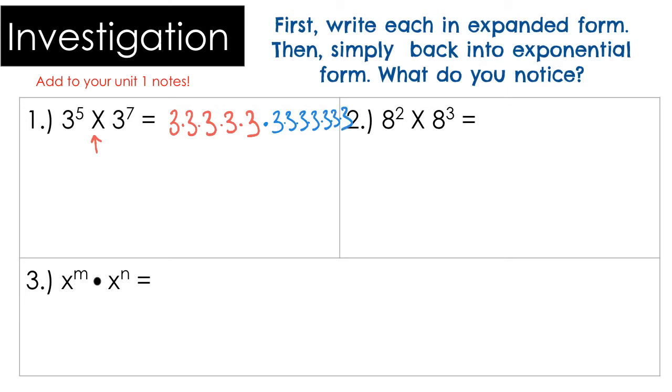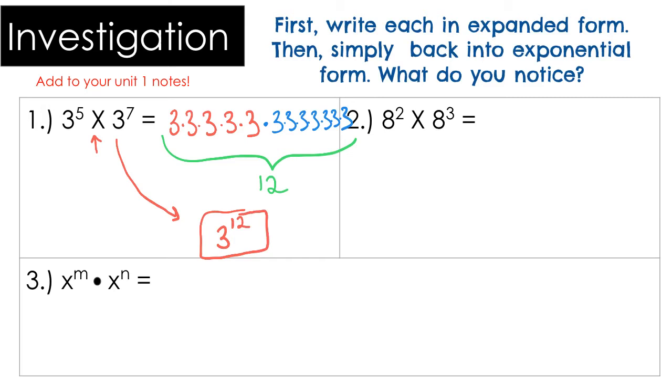Now it says put it back in exponential form. Well, wait a minute. I'm currently looking at all of these 3's being multiplied together, and that is 12 times. So I'm just going to write this as 3 to the 12th power. I went from 3 to the 5th times 3 to the 7th to 3 to the 12th power. Interesting. Maybe there's some sort of pattern here.